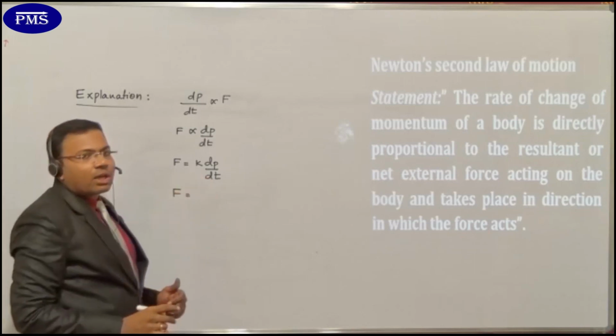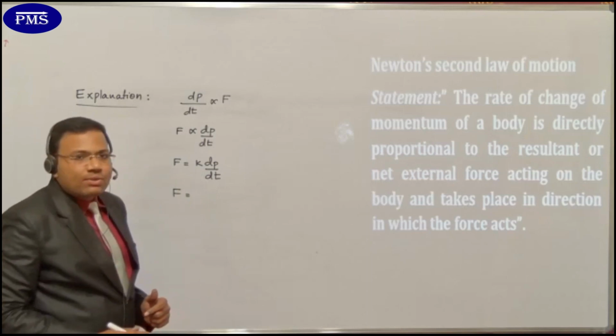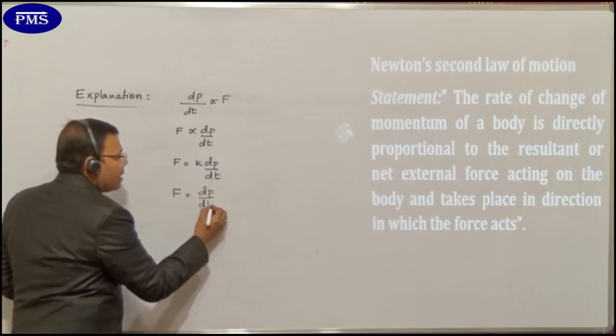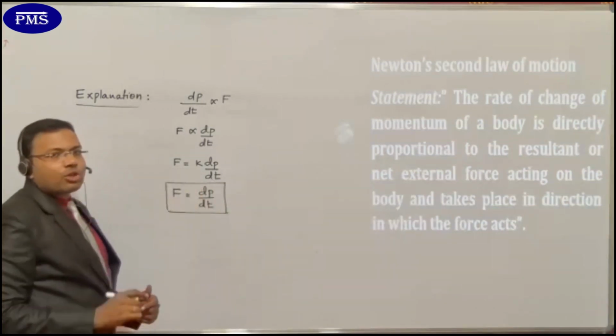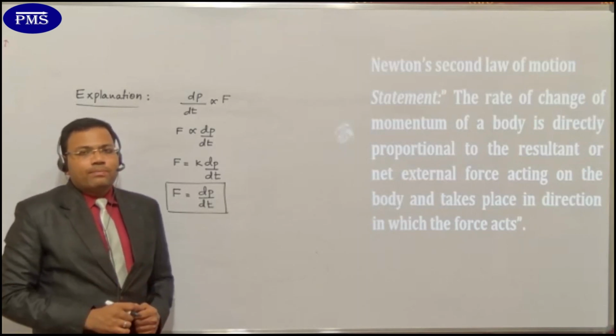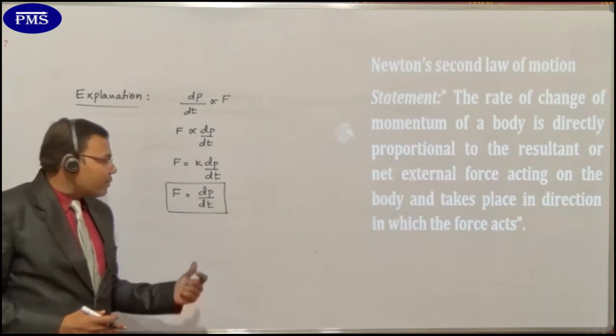The value of k is assumed to be 1. So if the value of k is 1, then we can write directly F = dp/dt. This is a very important formula on which we can expect questions in competitive exams. Force is equal to dp by dt. Now let us see what else we can have from this.